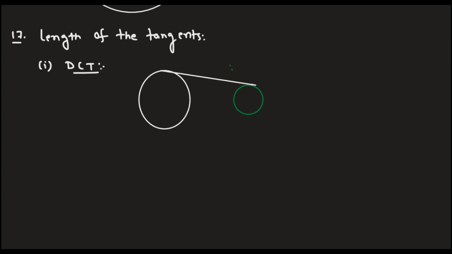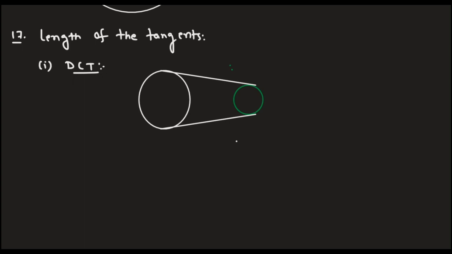One is like this one and the other is like this one. So we have two direct common tangents, these and these. Now, our target is to calculate the length of this. So how can we calculate it?